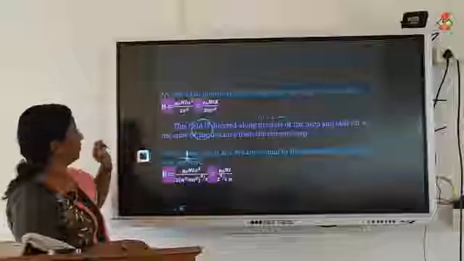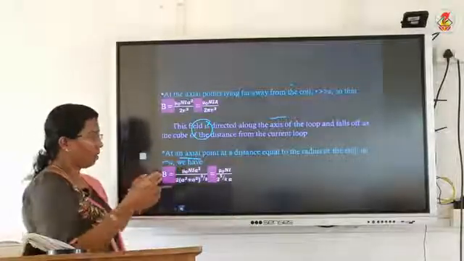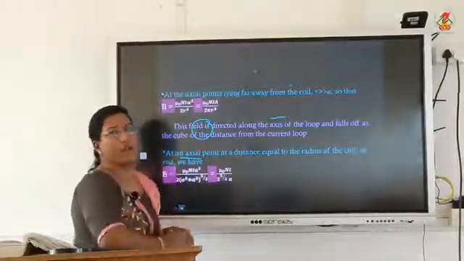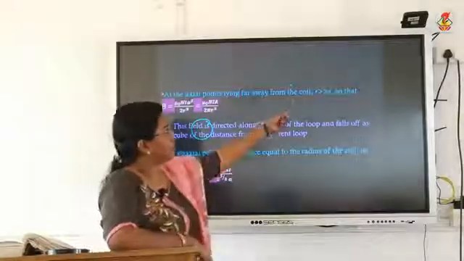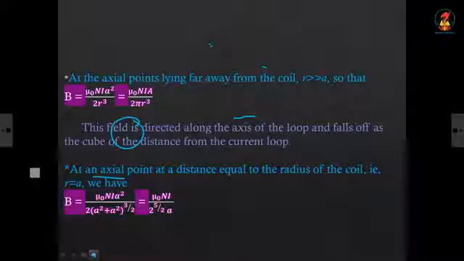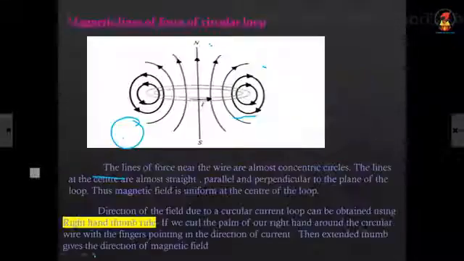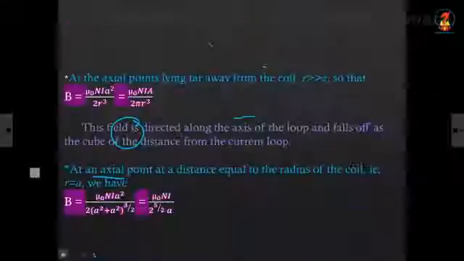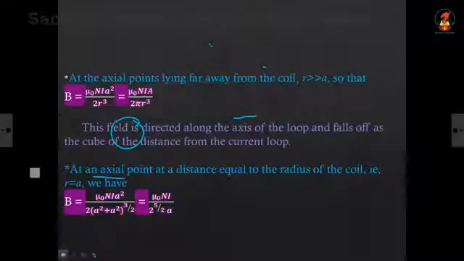Now next, imagine our point is lying very far away from the circular coil, which means r is very much greater than a. So you are neglecting a in the denominator. You get the equation as mu 0 N I a square divided by 2 r cube. On introducing the area into the equation, we get mu 0 N I capital A divided by 2 pi r cube, since pi a square is our area.